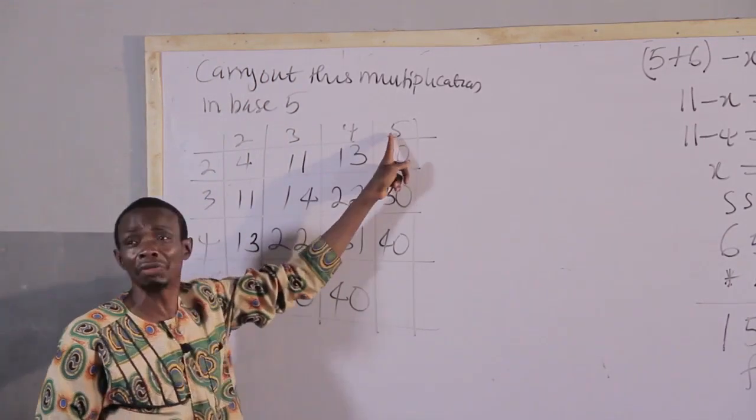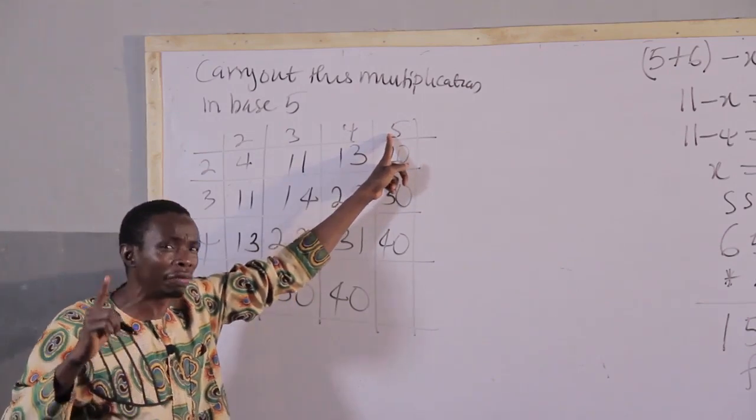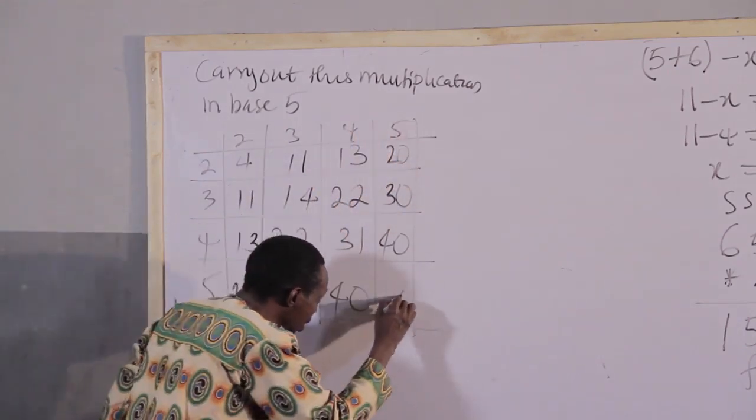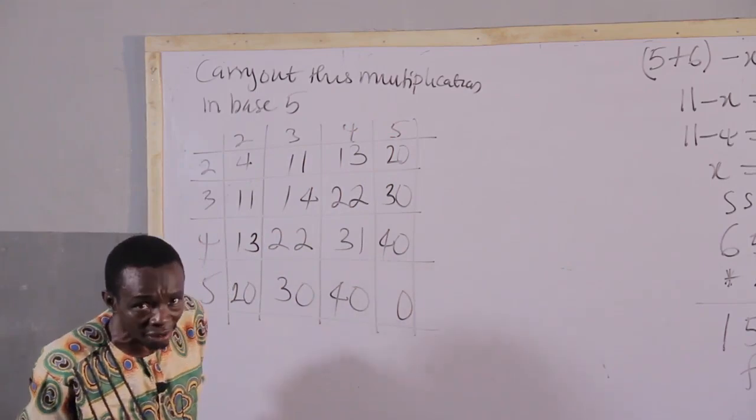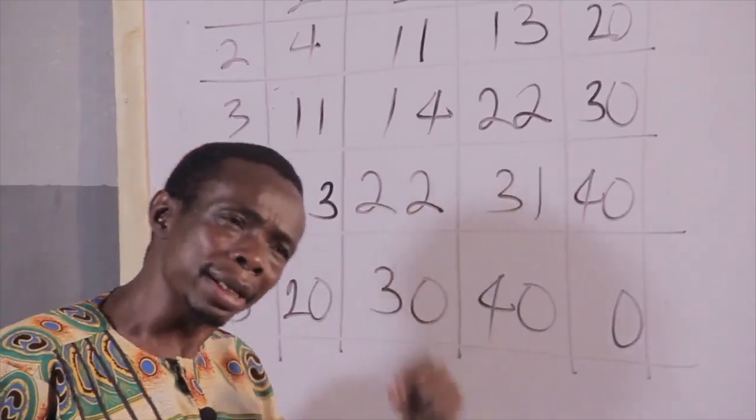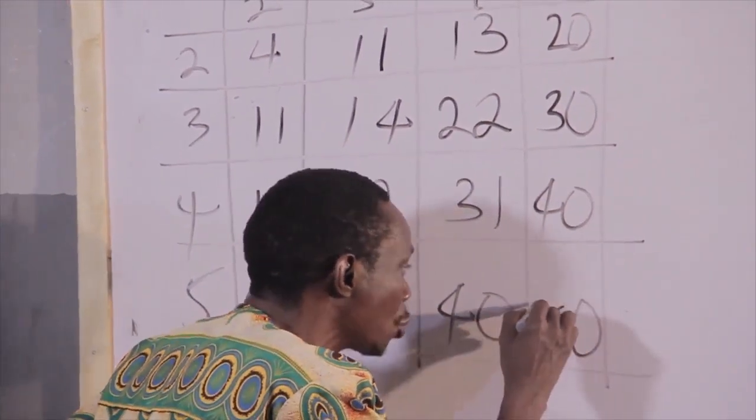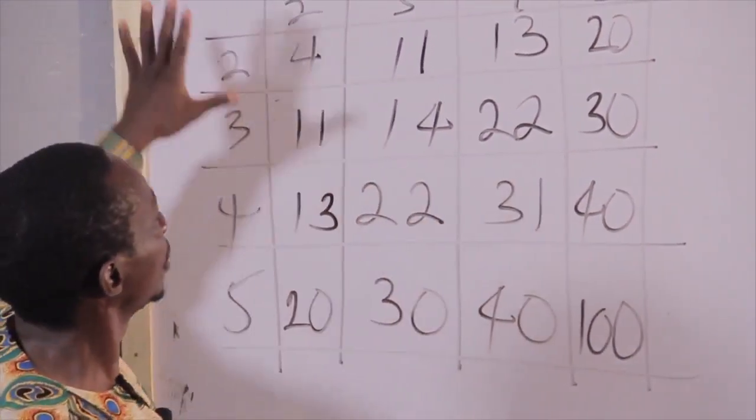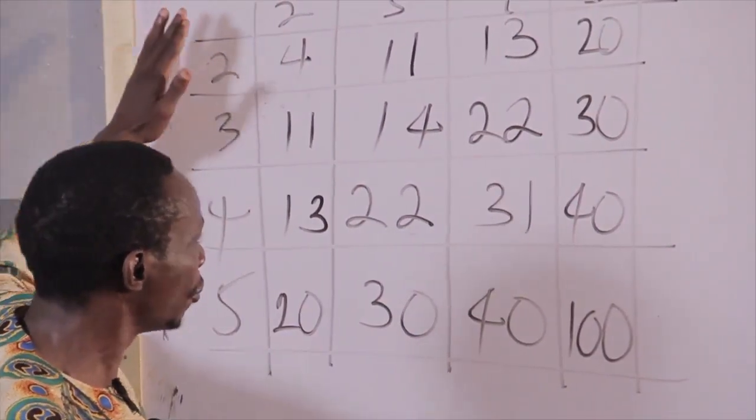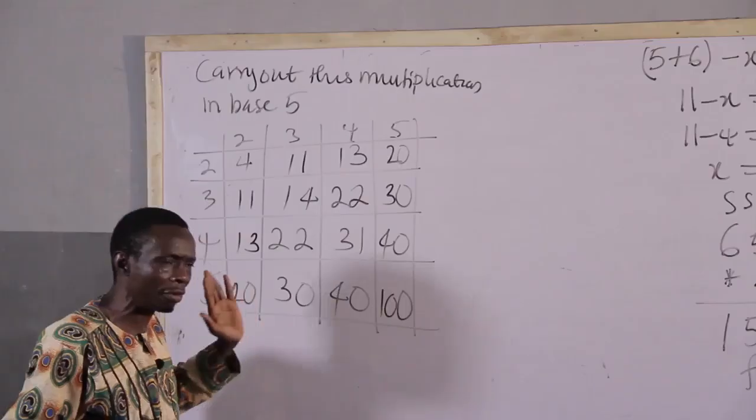5 times 5 is 25. How many times can 5 go in 25? 5 times. Remainder 0. I won't write the 5 because it's base 5. I will ask myself again: how many times can 5 go in 5? 1. Remainder 0. I now put my 1 here. That is the question that will be asked in the tabular form this way.